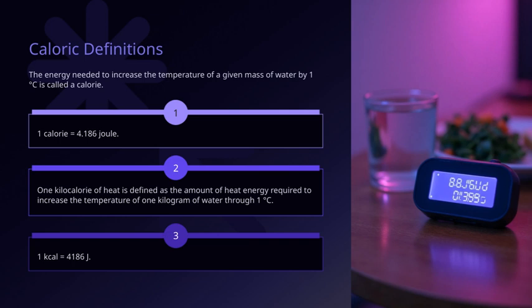So, these definitions and conversions help us connect the concept of heat energy with measurable quantities, which ties into the overall theme of understanding energy in different forms and systems.